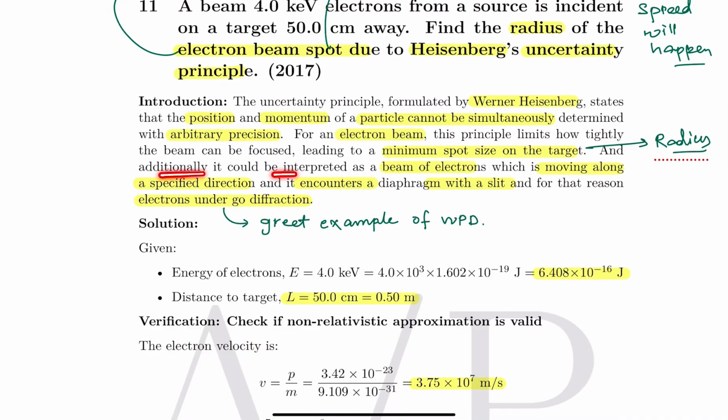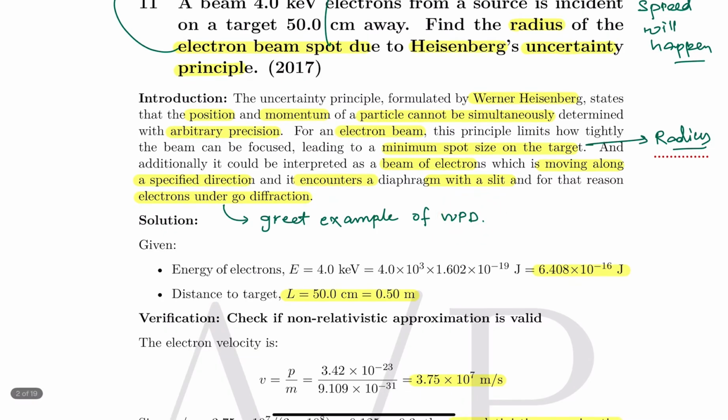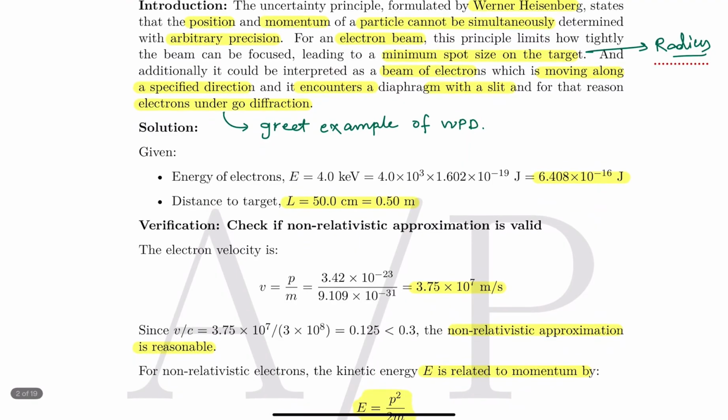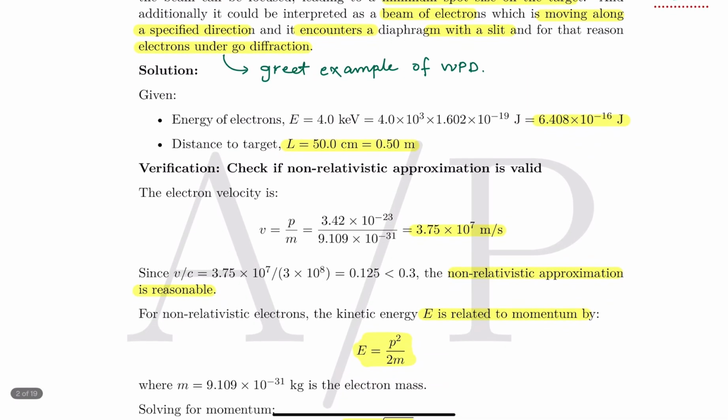Additionally, it could be interpreted as a beam of electrons moving along a specified direction, which encounters a diaphragm with a slit, and for that reason electrons undergo diffraction. So this is a great example of wave particle duality, WPD. We have been given the energy of the electron, which is 4 kilo electron volt. When converted to joule, it is 6.408 multiplied by 10 to the power minus 16 joule, and the distance to the target is 0.50 meter.